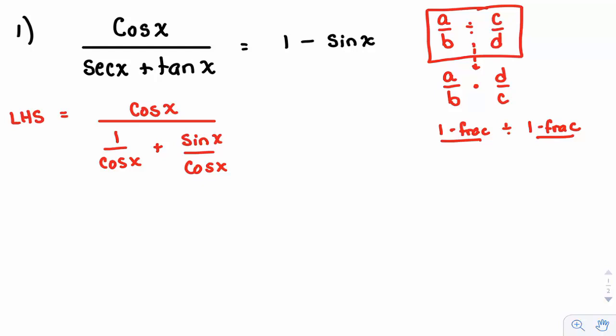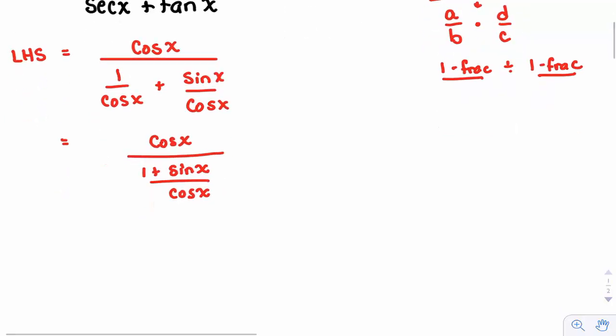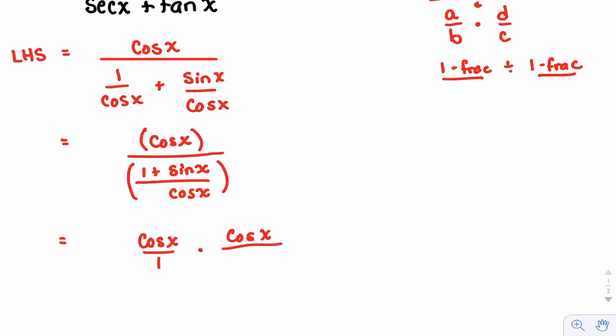So in order to fix this, what we're going to do first is combine these fractions. So we're going to have 1 plus sine x over cosine x. And now, because this 1 fraction bar is here, I have 1 fraction, which is basically cosine x over 1, divided by 1 fraction, which is this 1 plus sine over cosine. So I'm going to keep, change, flip here. So I'm going to have cosine x over 1 times cosine x divided by 1 plus sine x.